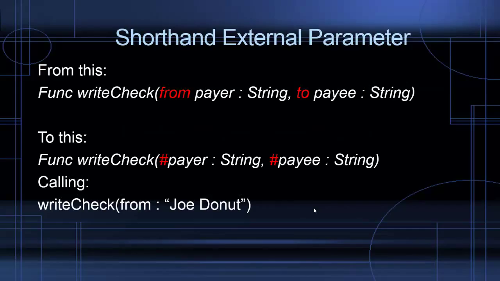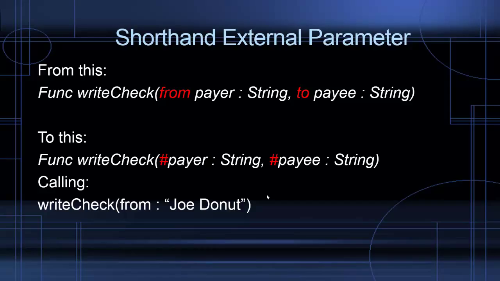All right, then your book covers a shorthand method. We could start with from pair string to payee string, and then we could go to pound sign, or in your case, hashtag pair string, hashtag payee string. And then we could just call it with write check from Joe Donut. That would write a check and just put Joe Donut as the from person, and then put the default value in the to, unless you have something else there, or that you created a default value. Wow, did I really funk that up? But you get the idea.